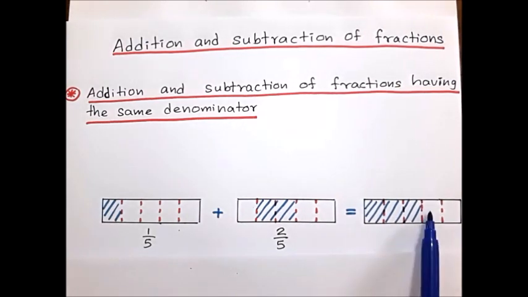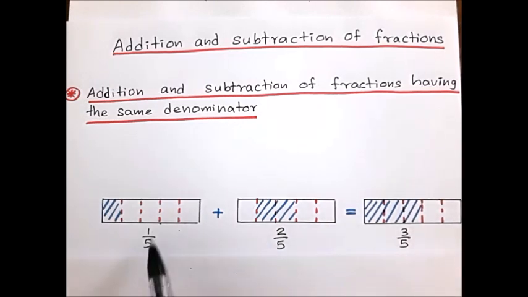Again, here total number of parts are 5. Out of 5 parts, we shaded 3 parts. So, answer is 3 over 5. 1 over 5 plus 2 over 5 equals 3 over 5.